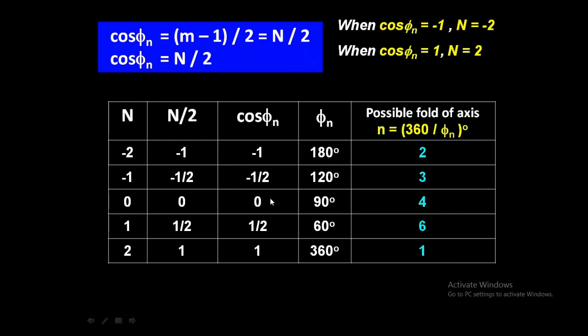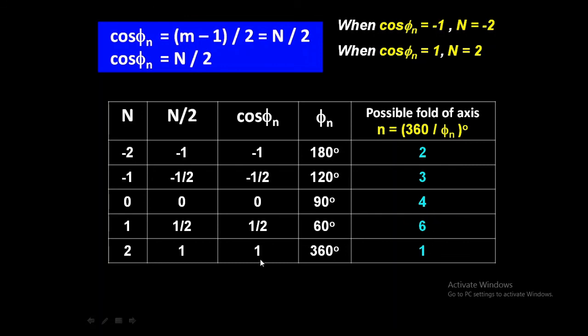Now the third one, the value of cos phi n is 0. At which angle? 90 degree, because cos 90 is 0. If I keep 90 degree in place of phi n, 360 divided by 90 gives 4. So n is equal to 4, four-fold rotation symmetry. Now cos phi n is equal to 1 by 2. That is at 60 degree, since cos 60 is 1 by 2. So 360 divided by 60 is 6, which means 6-fold rotation symmetry.